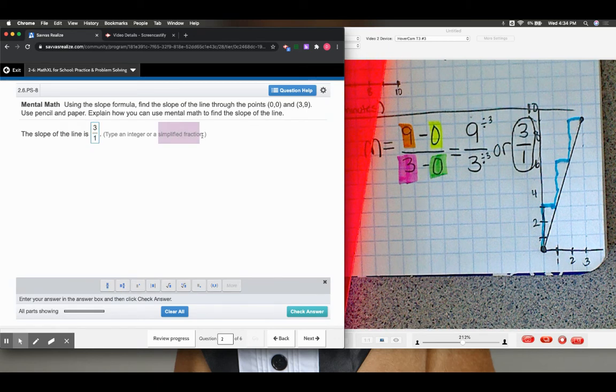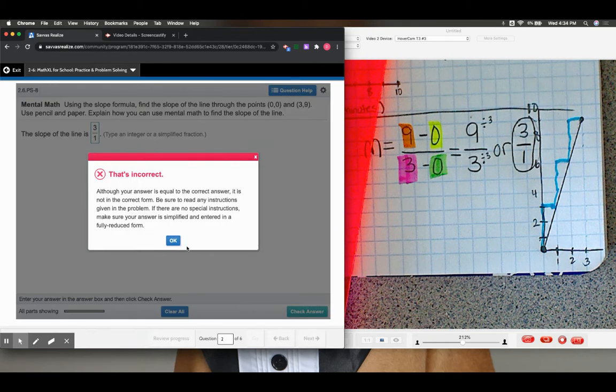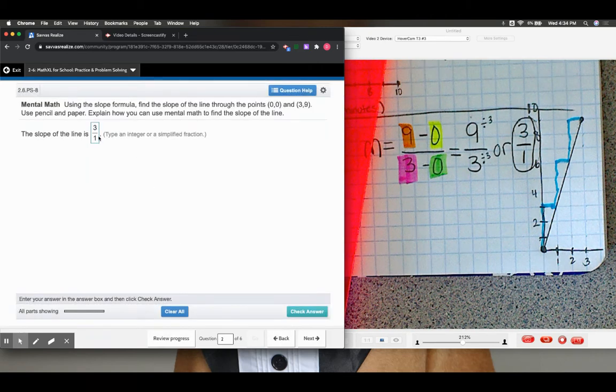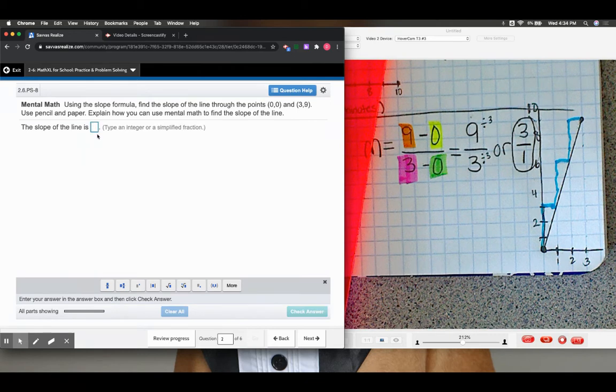That's what it means by simplified fraction, is when we simplified right here. And let's check our answer. What? Oh, they're being picky. Although your answer is equal to the correct answer, it is not in the correct form. So because 3 divided by 1, they're being very picky here, guys.